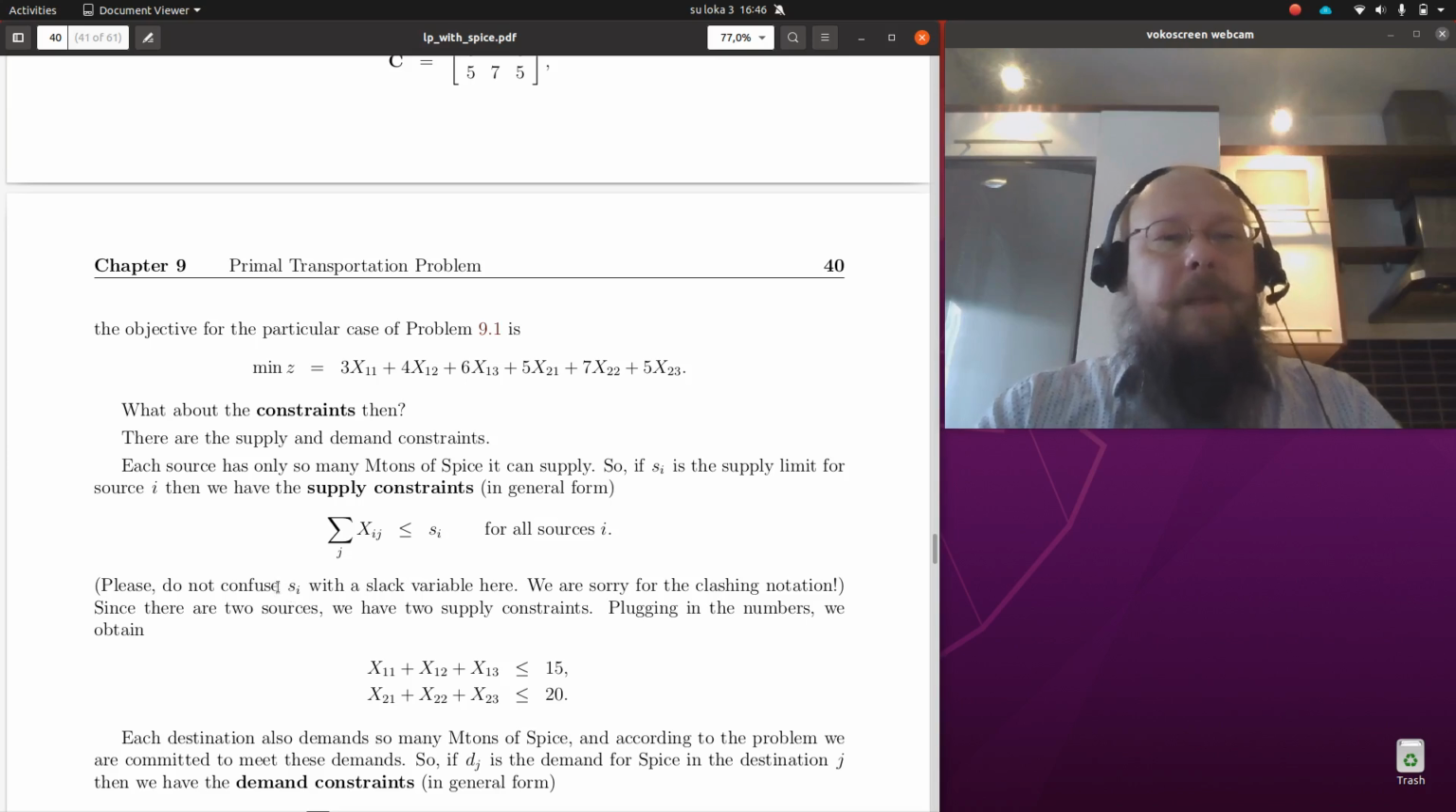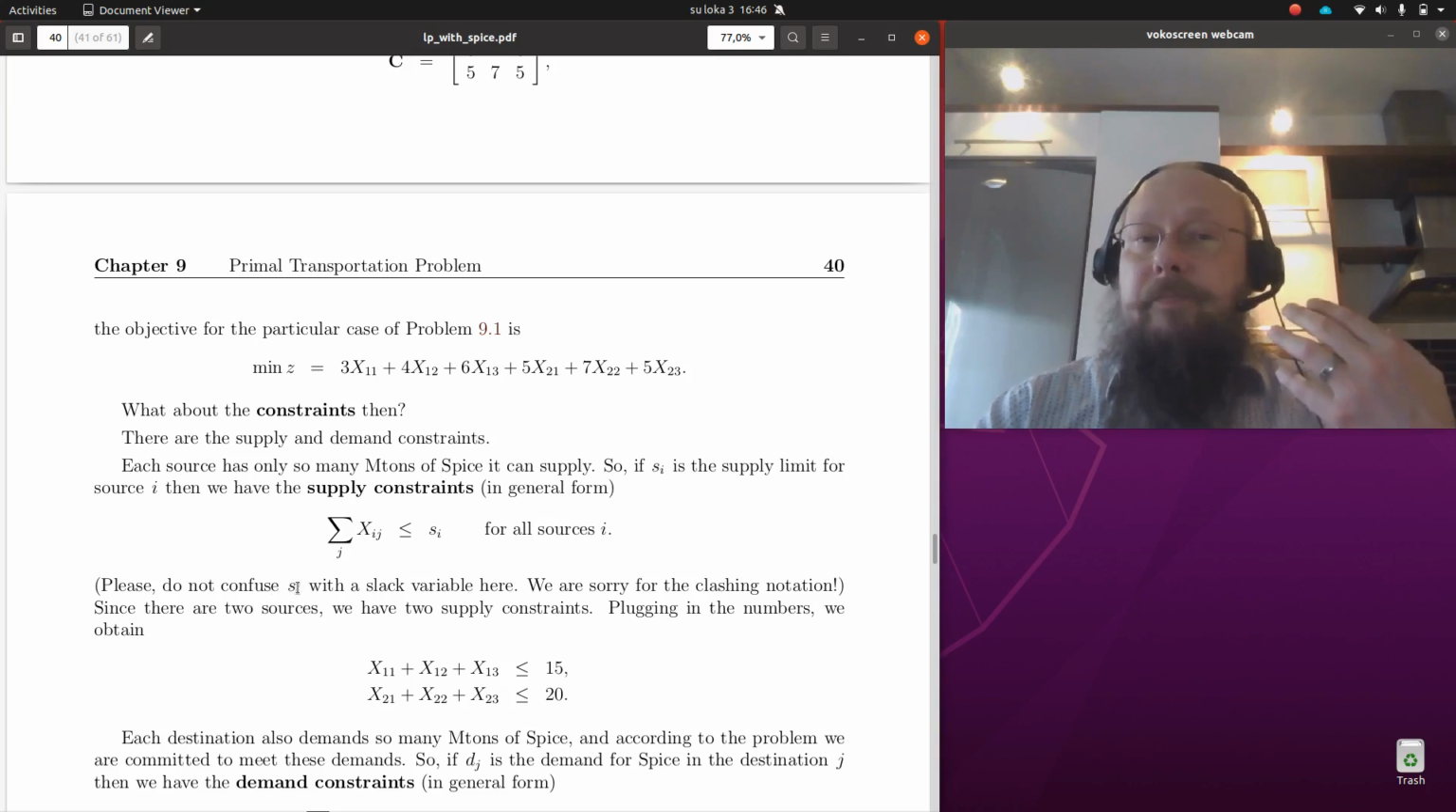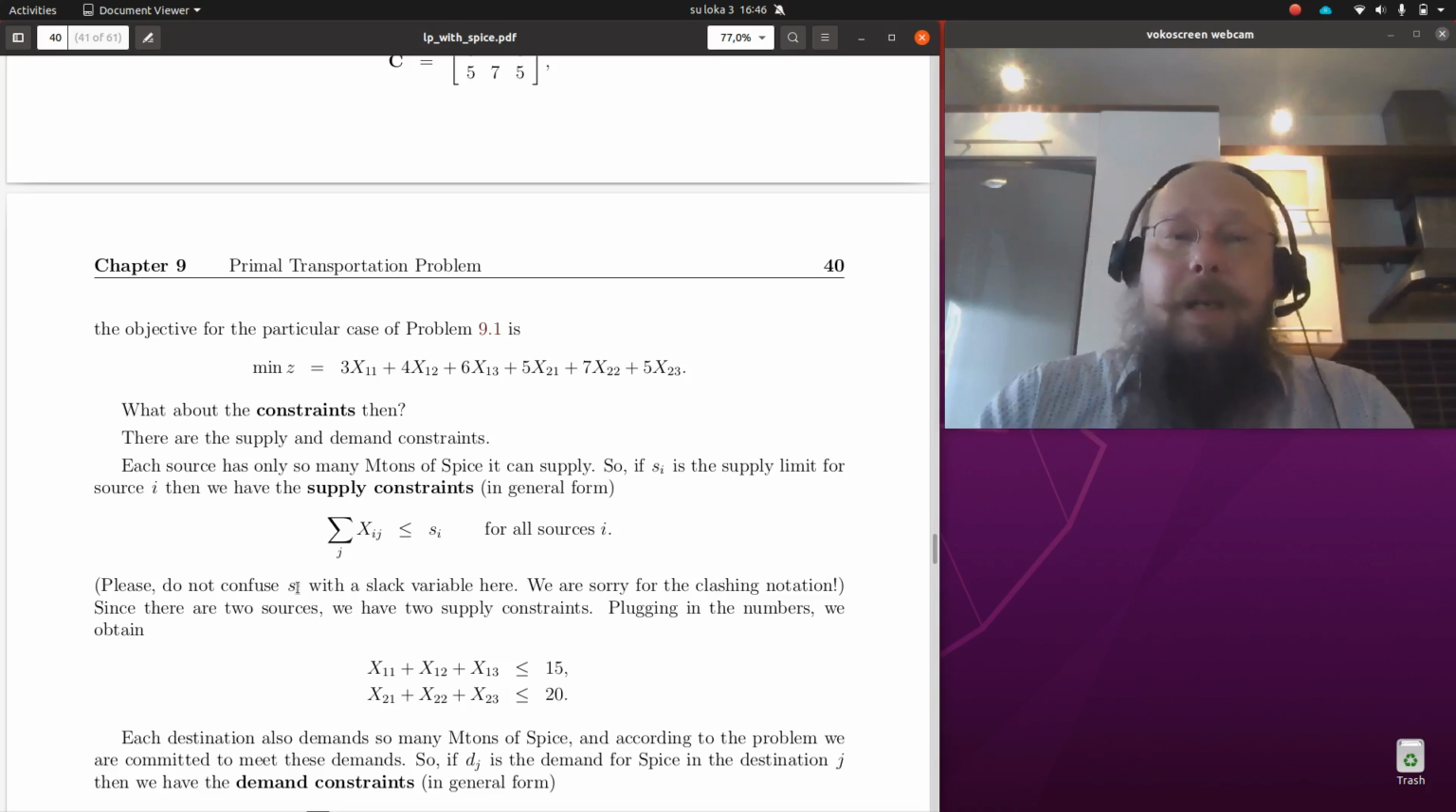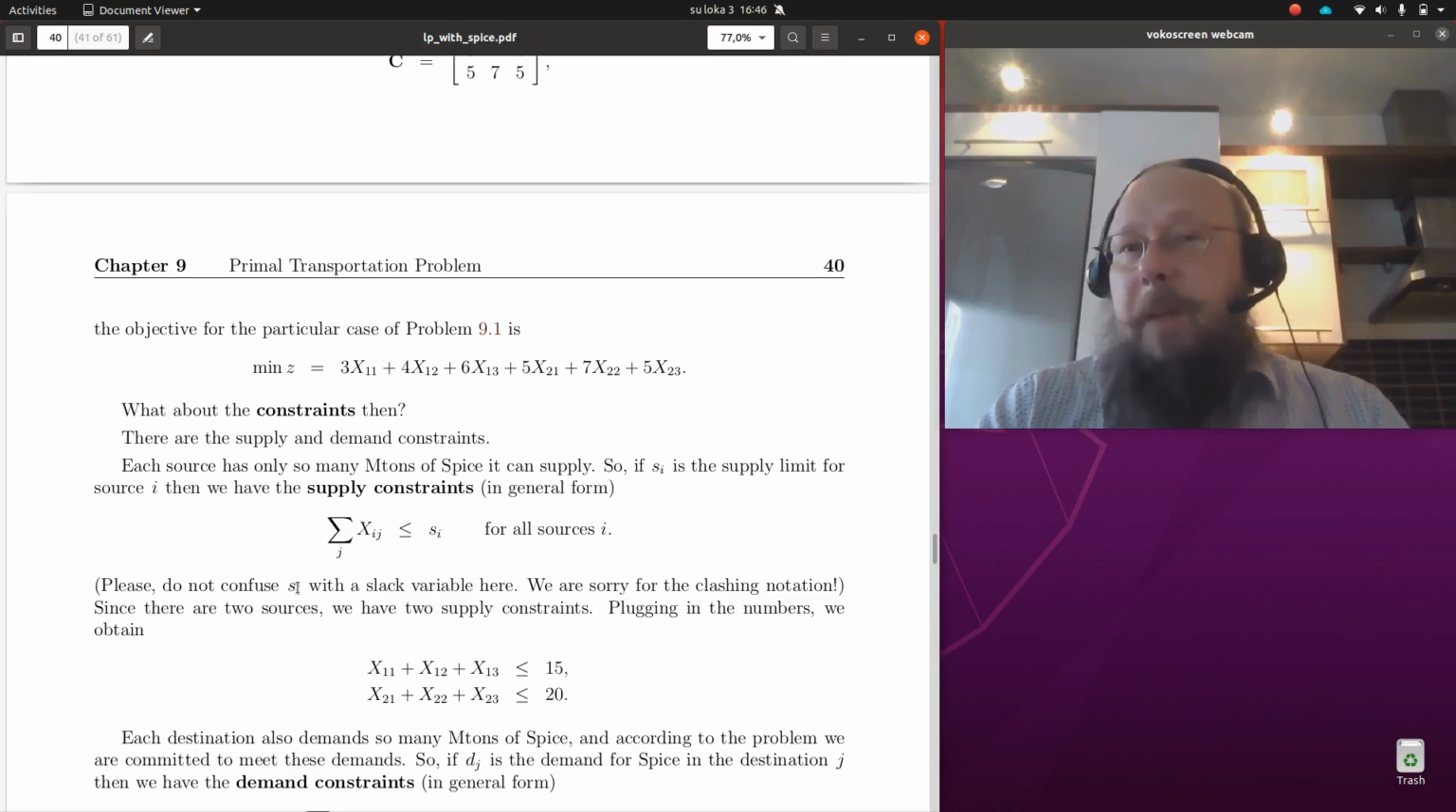So maybe it's a bit unfortunate this S_i is now used for the source or supply. We used it earlier, this S, to denote slack variables. Now it has a different meaning. I'm sorry about this clashing notation. I hope it doesn't cause confusion.